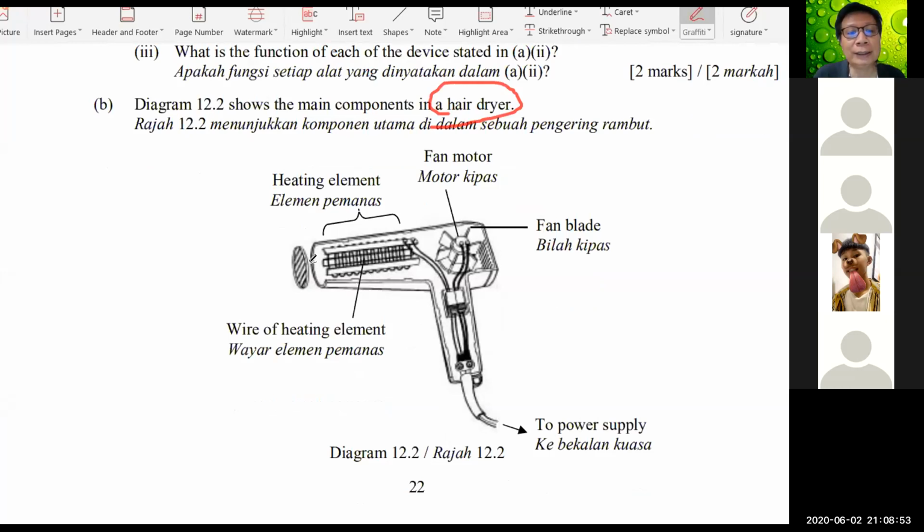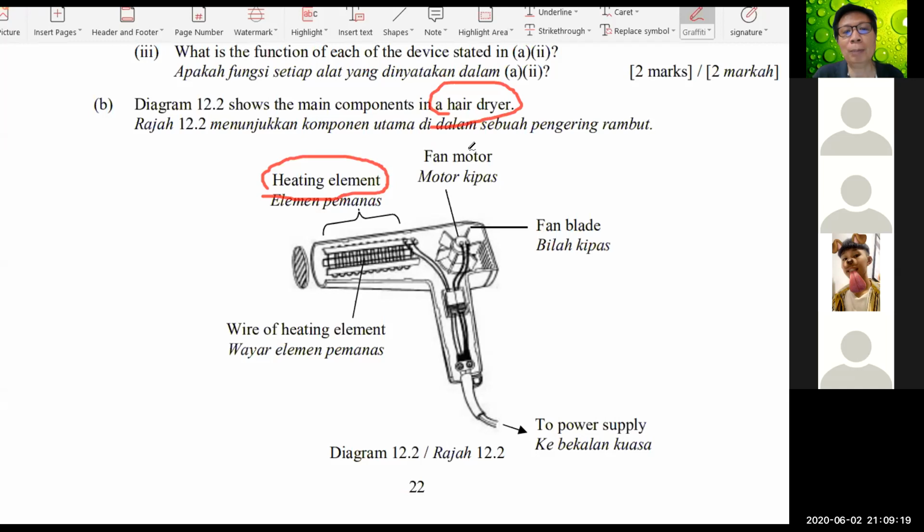Most important is this heating element. Heating element means this wire will become hot, you know. So this wire will become hot. Then you use a fan to blow the hot air come out. There's a fan to blow the hot air out, then to dry your hair, understand?